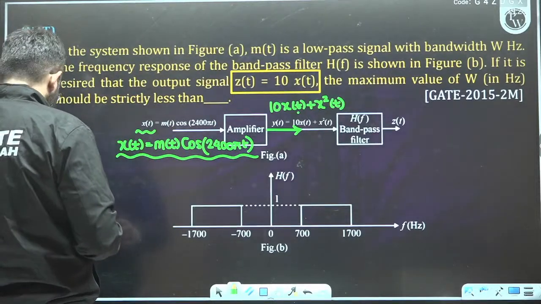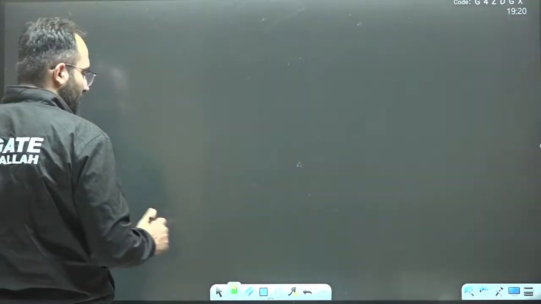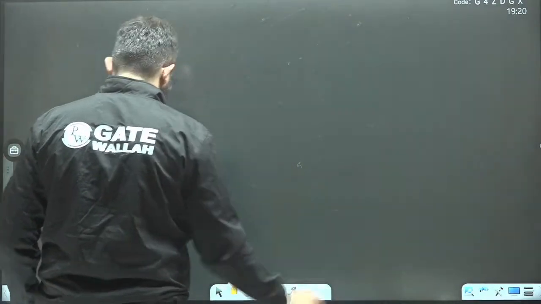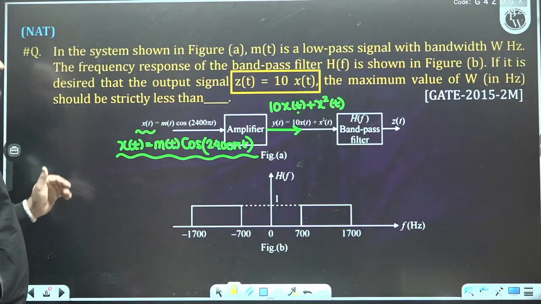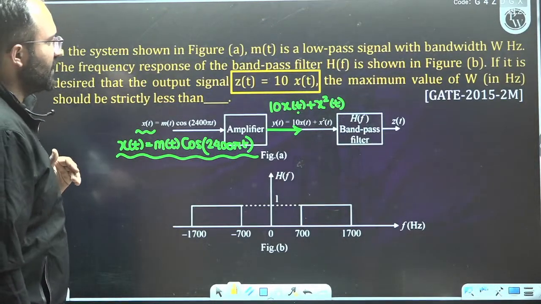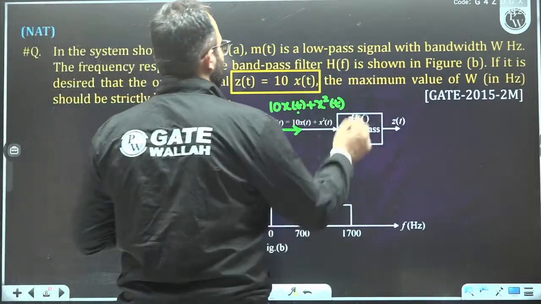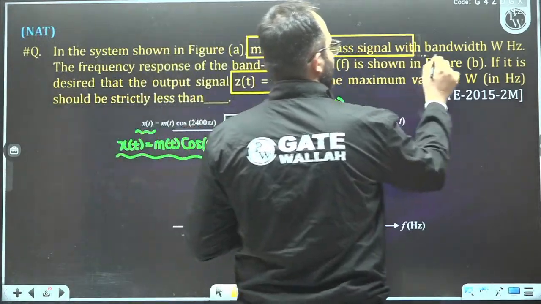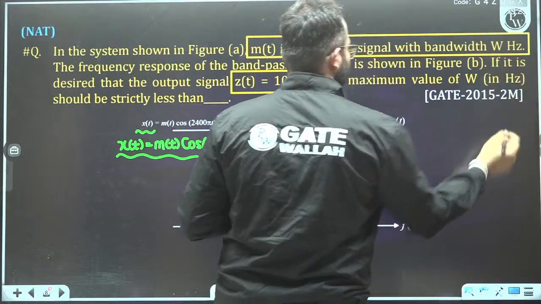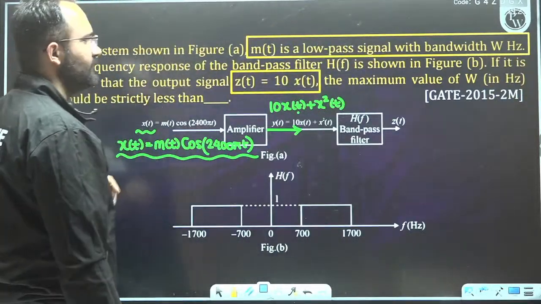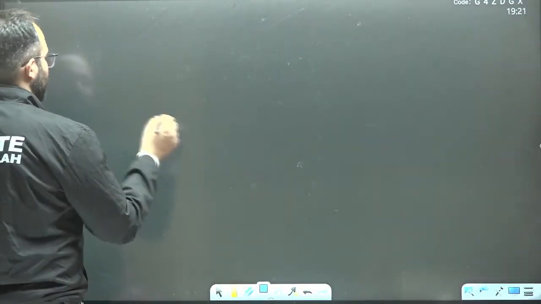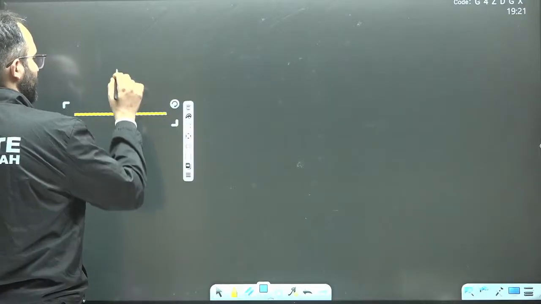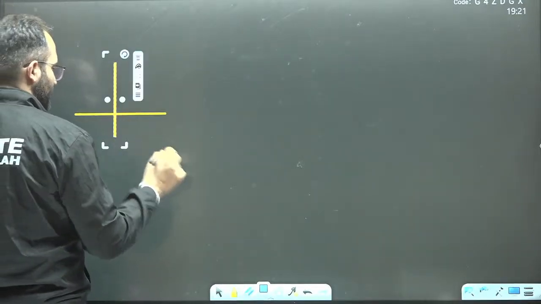Now let's see. Here we have to find out the maximum value of the bandwidth of the message m(t). Okay, so m(t) is a low pass signal with bandwidth W hertz. So first of all, let us say m(t) is a message with bandwidth W.